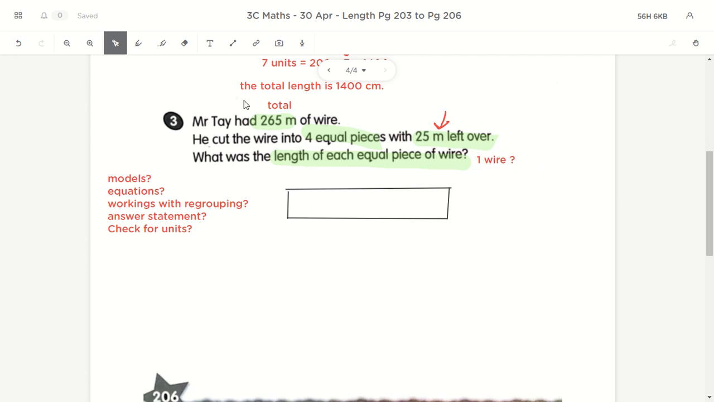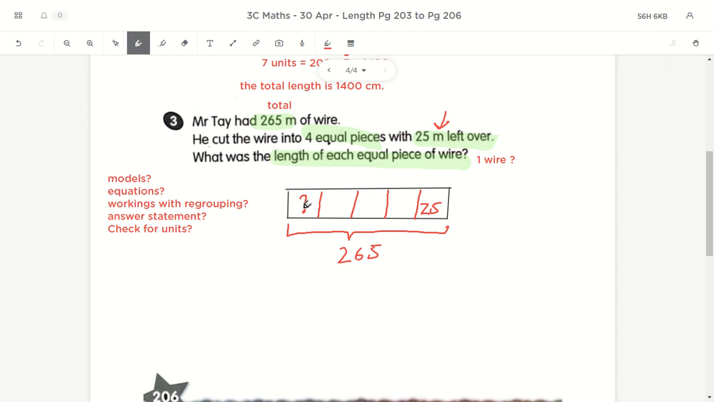Okay, so all you need to do, you realize you don't just cut into 4 parts because there is this amount left over. So what we can do is first, you know that this is the total, which is 265. I have this part that is left over, which is 25, and this part I cut into 4 pieces. So 1 piece, 2 piece, 3 piece, 4 piece, 4 equal pieces, and then 25 meters left over.